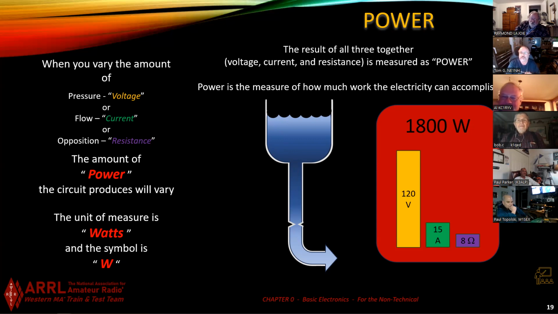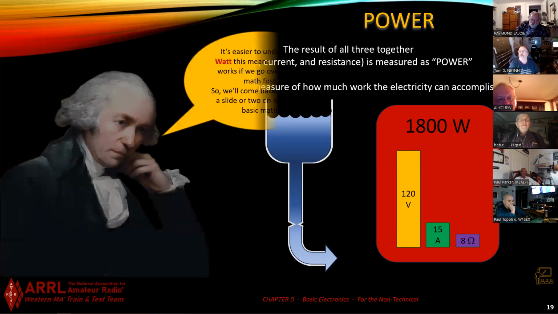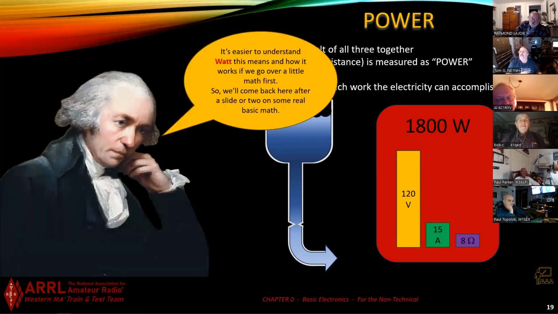And surprisingly, we screwed up here and we made the symbol W. So this one's easy to remember. And if you remember the inventor of the steam engine, you'll remember why. Good old James Watt. It's easier to understand what this means if we do a little bit of math first, okay? So yeah, I know what this means. It's bad. It's all me.